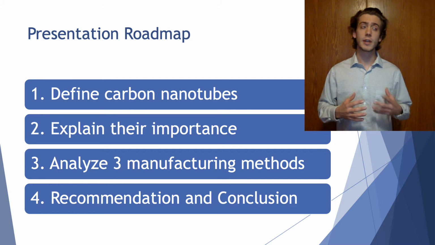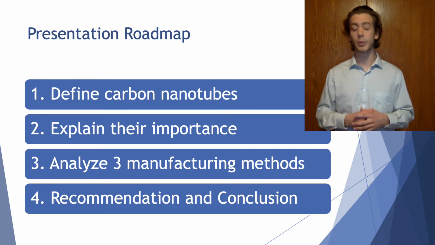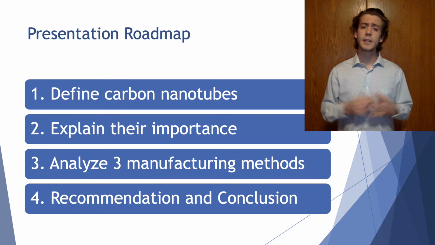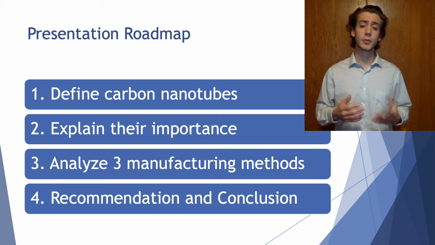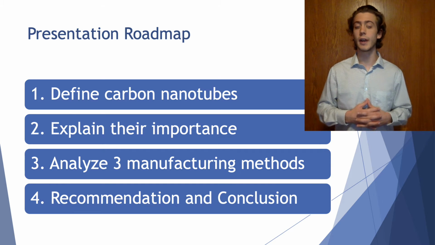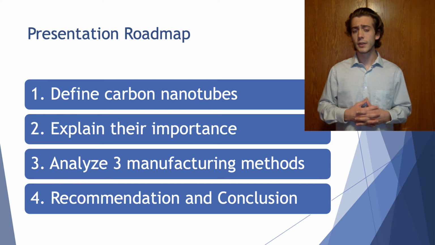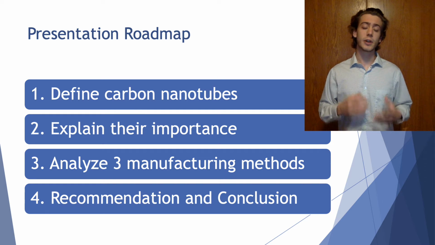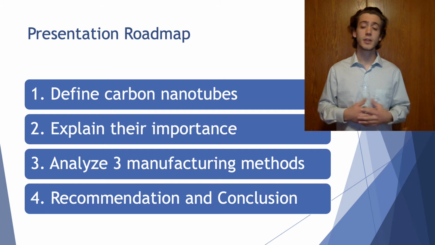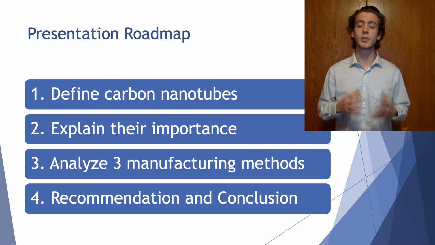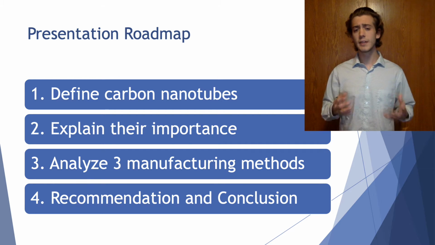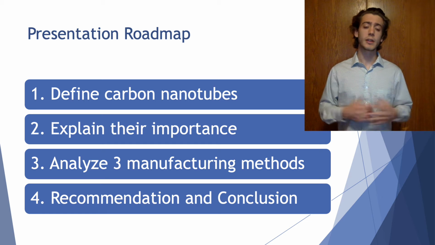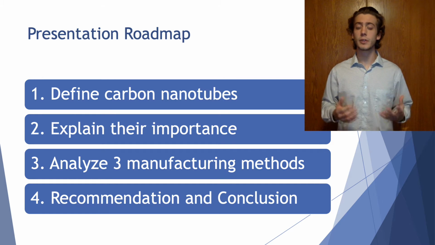The first is that I'm going to define what a carbon nanotube is. The second is I'm going to explain how a carbon nanotube might be useful in developing this space elevator that I talked about. The third thing we're going to do is discuss three different ways to synthesize these carbon nanotubes, because right now the method is a little bit ambiguous and imperfect. And then lastly, we'll wrap up and I'll give my recommendation on how I believe carbon nanotubes should be perceived in the future.